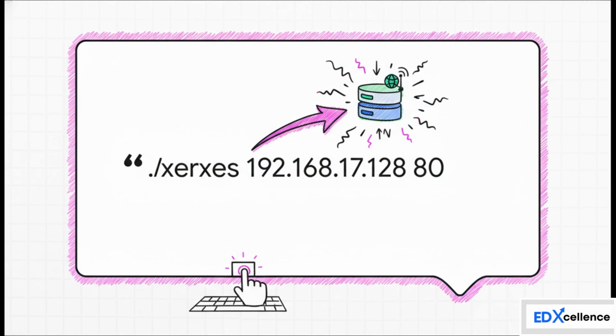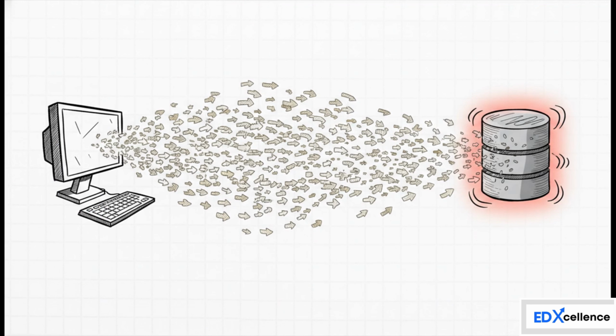And here we go. This is the moment. This one little line of code is the launch button. All we're doing is telling our Xerxes tool to aim at the target's IP address on port 80, which is just the standard door for web traffic. That's literally it. All we have to do is hit enter. And boom, instantly, the attack is on. That Xerxes tool is now unleashing an absolute flood of connection requests. It's just hammering the victim's server. Not with one or two, but with a relentless stream, thousands and thousands of them. That digital traffic jam we talked about, it's happening right now.